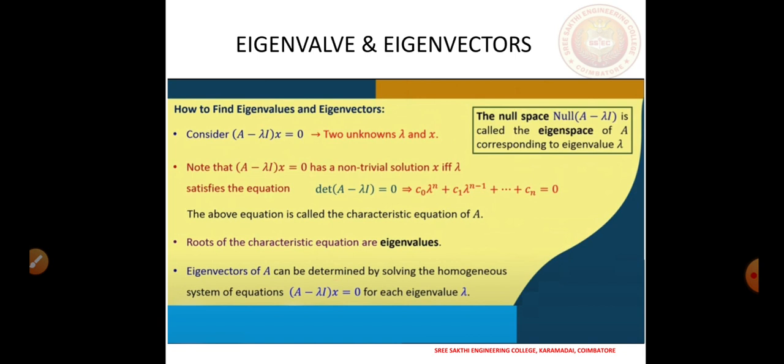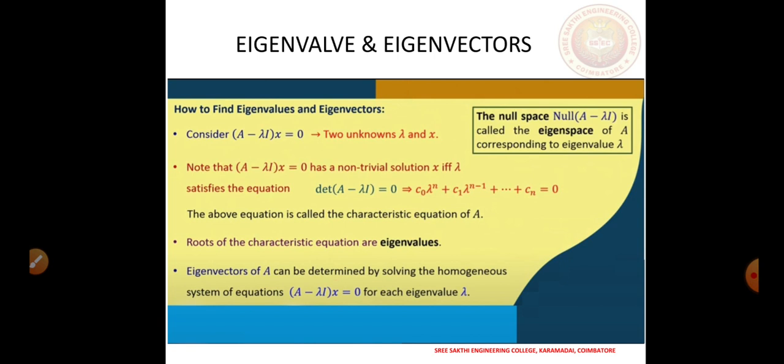Note that the lambda which we get with the condition that the determinant is 0, naturally gives non-trivial solutions of A minus lambda I x equal to 0, because the trivial solution would come when the determinant is not 0. But we get our lambda such that the determinant of A minus lambda I will be 0, and therefore automatically for these lambdas we will get non-trivial solutions of A minus lambda I x equal to 0. So the roots of this characteristic equation are exactly called the eigenvalues, because this lambda is the eigenvalue.